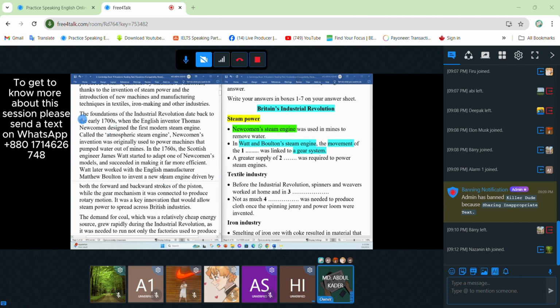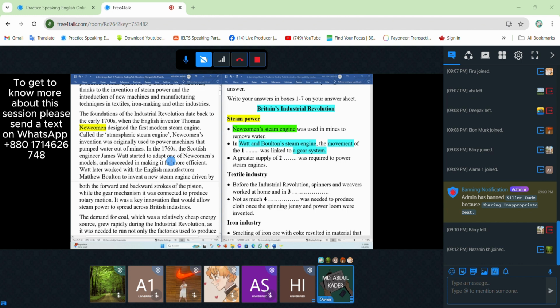Okay, so in the second paragraph, first line, we have the word industrial revolution, and also we have a name. So finally, in the second paragraph, we got the name Newcomen. Got it?